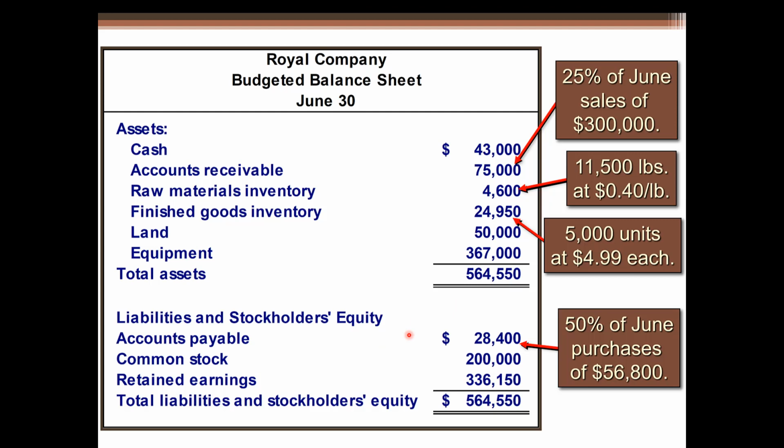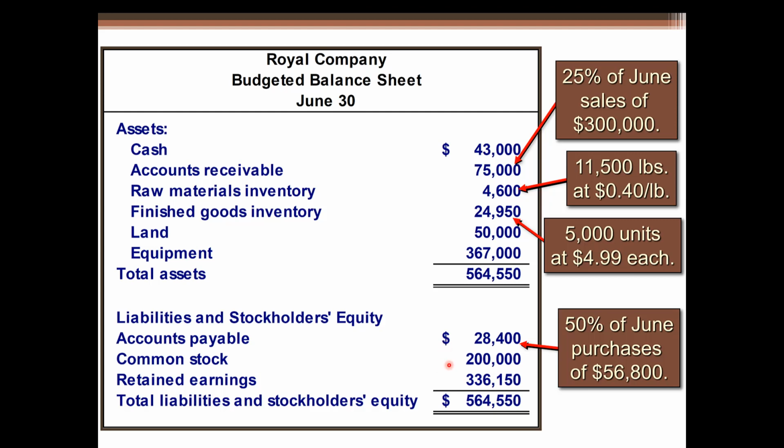Now for liabilities. Accounts payable balance, we can calculate based on June purchases. For purchases, half will be paid in the same month. The other half will be paid next month. So 50% of June purchases has not been paid yet. We can calculate 50% of 56,800, and then we can get 28,400. This is accounts payable balance.